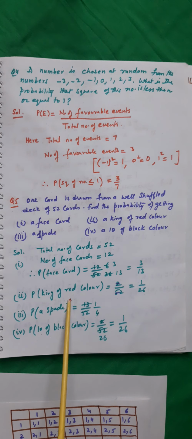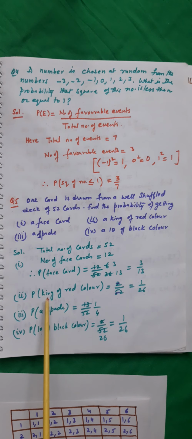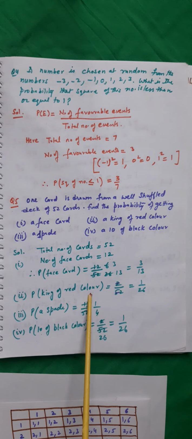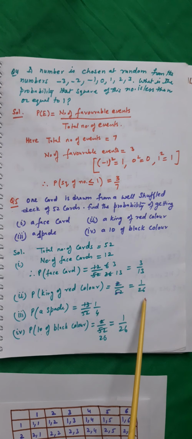Probability of getting a king of red color. When you have cards of kings, you have 4, right? Out of that 2 are red and 2 are black. So I want king of red color. How many kings of red color are there in the whole bunch? They are 2 only. So 2 upon 52, which is equal to 1 upon 26.